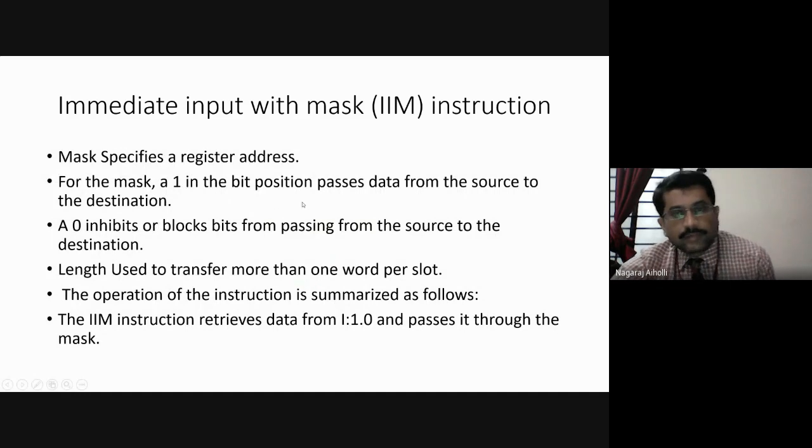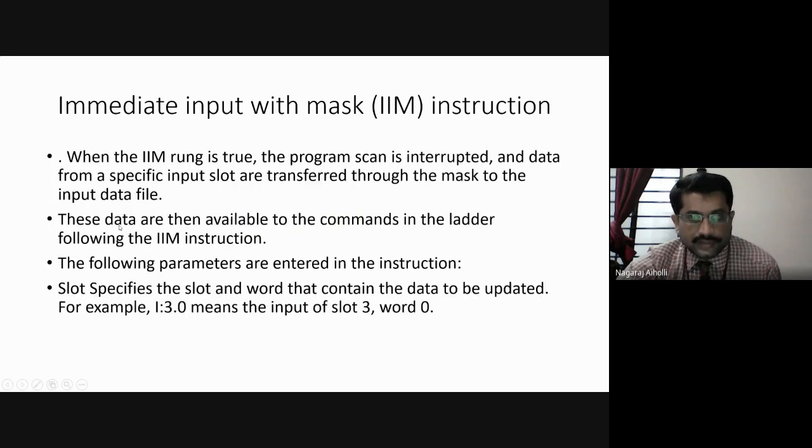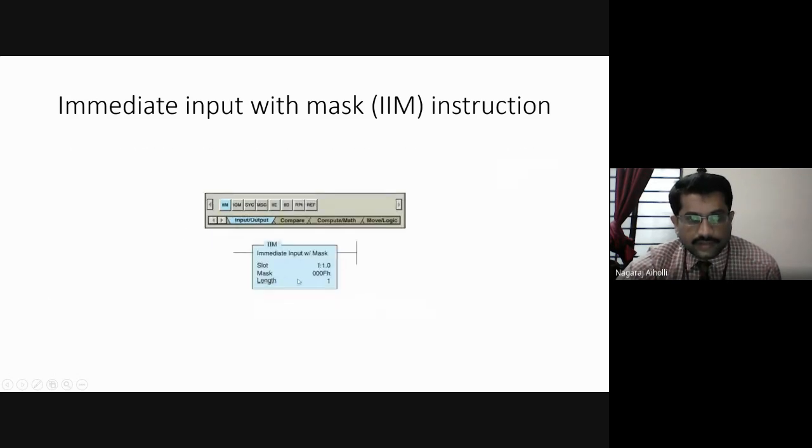For the mask, a 1 in the bit position passes data from the source to destination. If we are storing 1 in this mask, it means whatever data is there in the input slot will be transferred to the input image table file. Suppose if 0 is stored in the bit position in the memory location of the mask, that means we are not transferring or copying the data from input slot to input image table file. We are copying the data only if the bit in the memory location of the mask is 1.